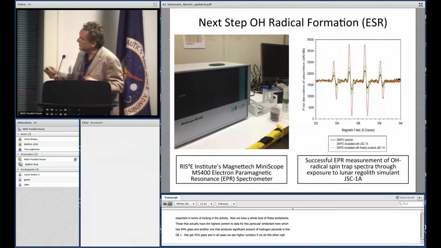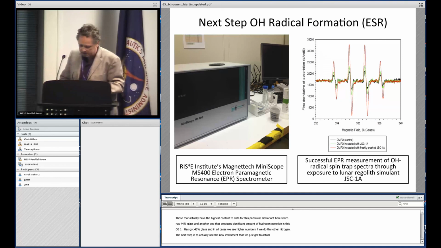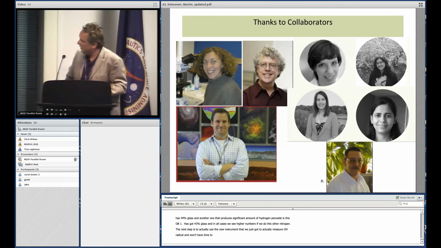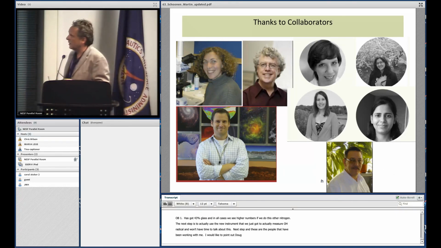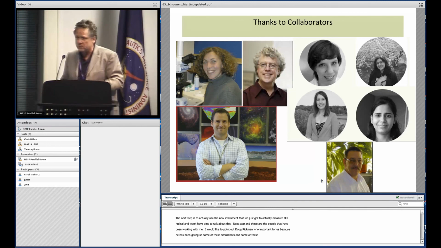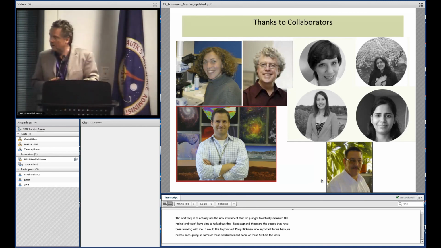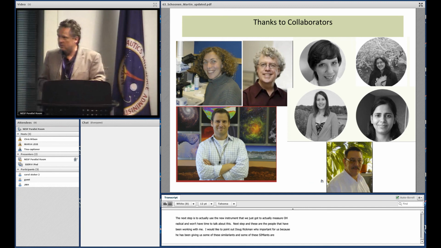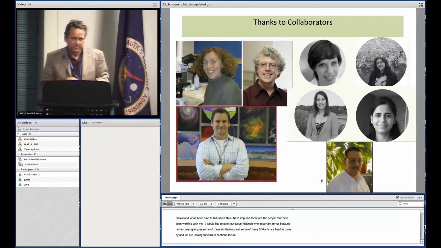The next step is to actually use a new instrument that we just got to measure OH radical, and we won't have time to talk about this, but that's the next step. And these are the people that have been working with me. And I would like to point out Doug Rickman, who's very important for us because he's been giving us some of these simulants, and some of these simulants are hard to come by. And we're looking forward to continue this research to drive this to a better understanding of how these materials could contribute to health effects. Thank you.